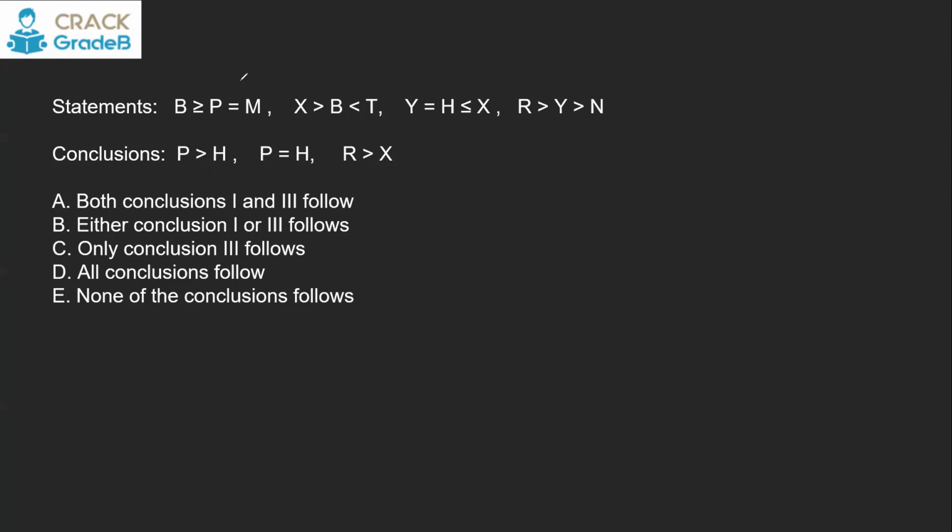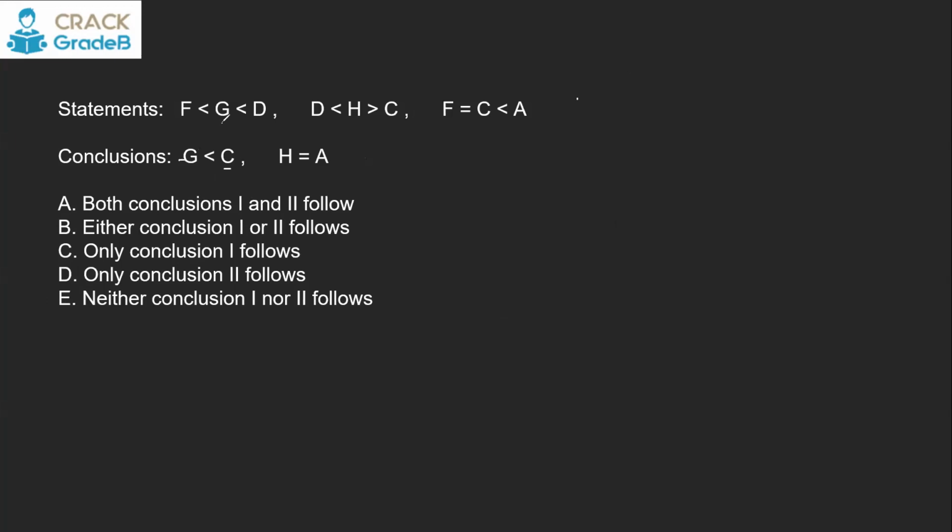G and C. G is less than D and between D and C, there is a contradiction. So no, it is not going to follow. Equation obviously doesn't follow because you can't say that H is equal to A. H is greater than C and C is less than A, you can say, but both are equal, not possible, or not 100% true. So both conclusions won't follow, neither one nor two.